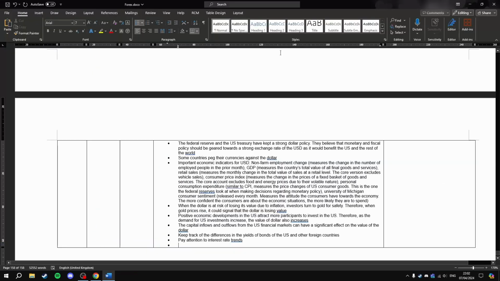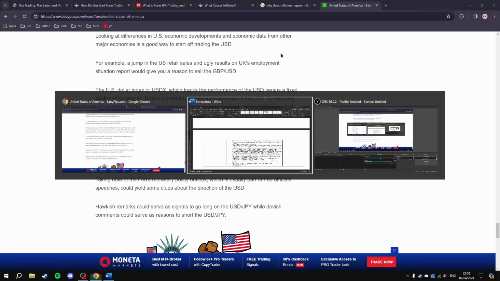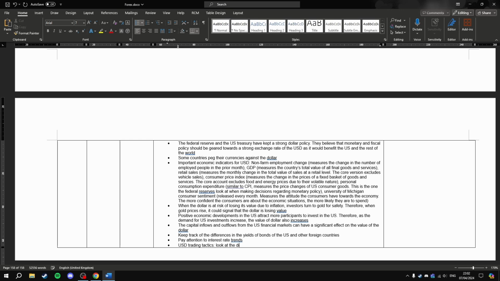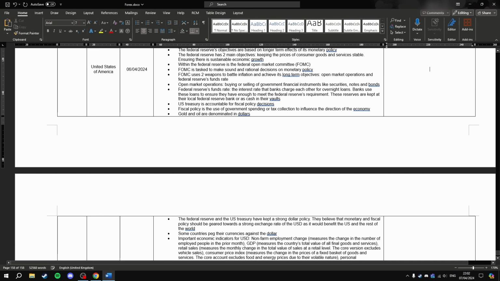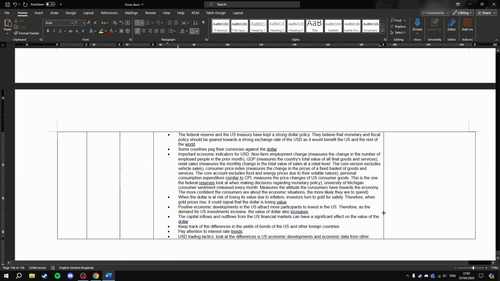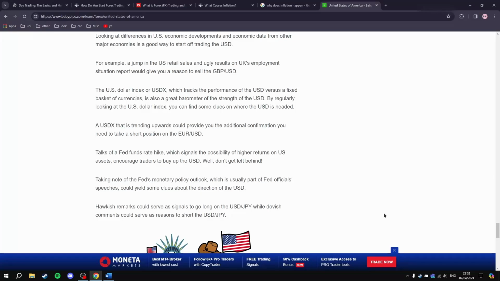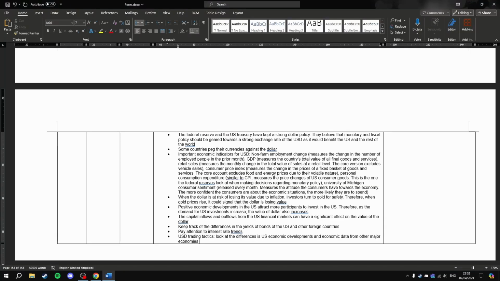USD trading tactics. Look at the differences in US economic developments and economic data from other major economies.